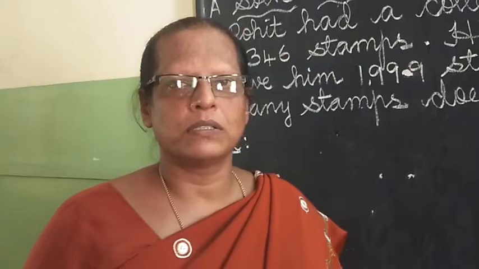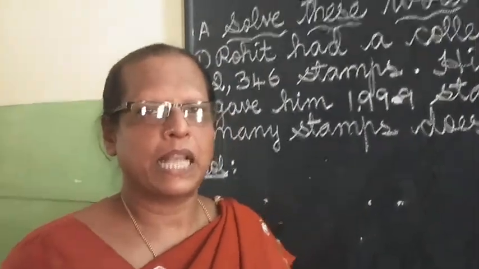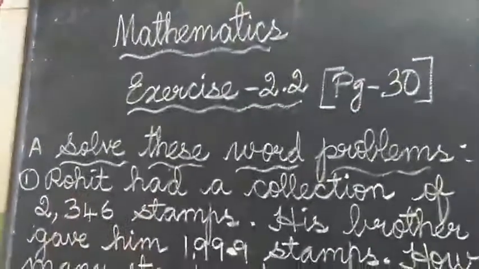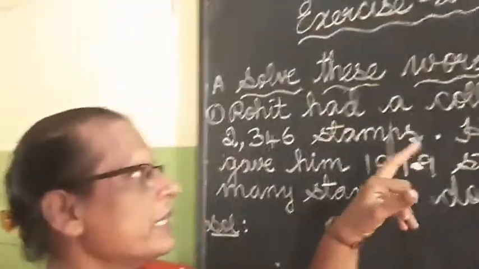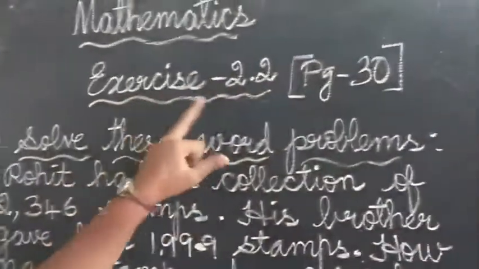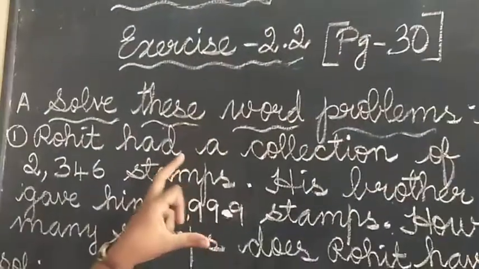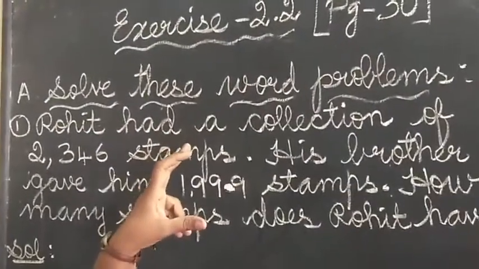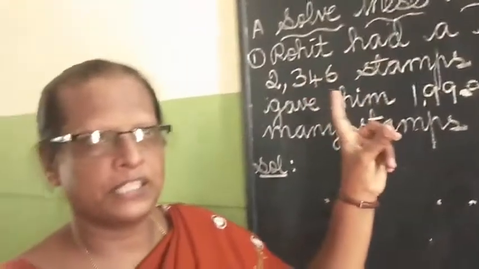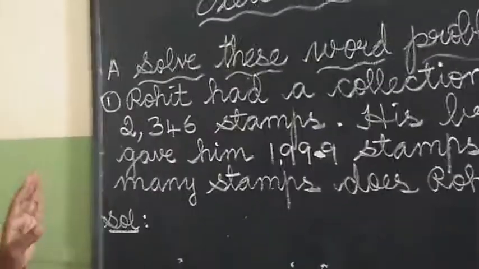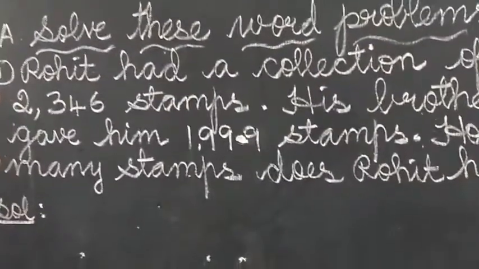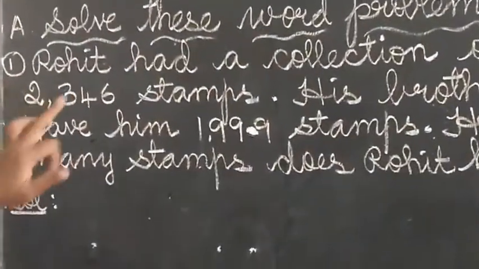Today we are going to learn mathematics. In the last YouTube class we learned what, children? Exercise 2.1 addition. Today we are going to see exercise 2.2, word sums, word problems. Okay children, last addition and now word problems you are going to see. The first sum, I will read out, children, you listen carefully.